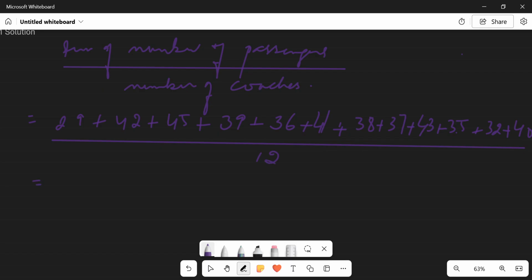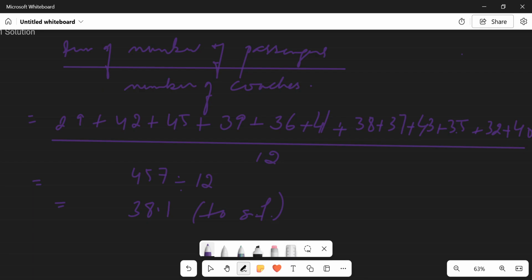Now, first of all, you need to add all of them, because it's sigma, which means you need to find the sum. When you add, it gives you 457, divided by 12. When you divide, you will get the answer 38.1, and this answer is to three significant figures. Okay, this is question number one.